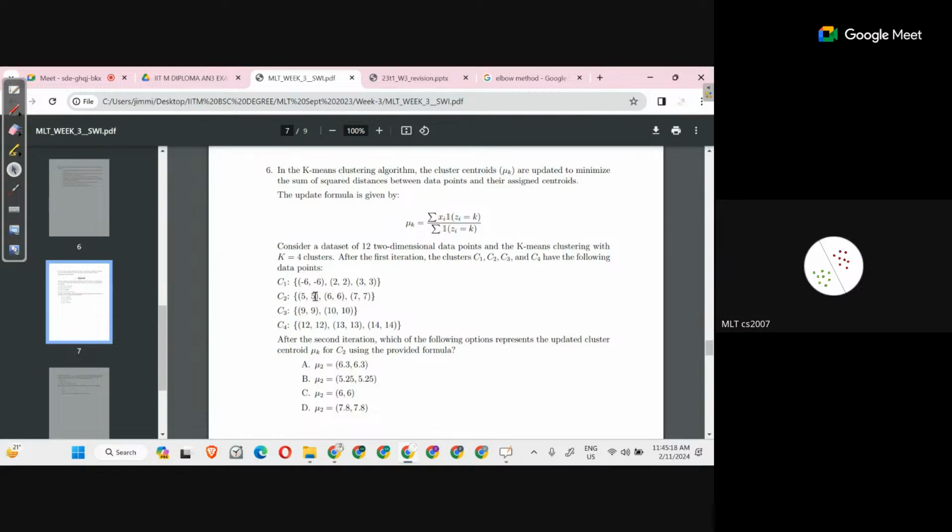After the first iteration, these are the cluster centers, and these are the data points allotted to these cluster centers. It says that after the second iteration, what would be the cluster center, the centroid of C2? The answer is C, sir. C2 will take the center of 5, 5, 6, 6, 7, 7. The centroid will be 6, 6. Here the centroid will be 9.5, 9.5. But they are only asking for C2, sir. Okay, I'll just show it. Just give me time. Here it will be 3, 5 minus 1 upon 3.